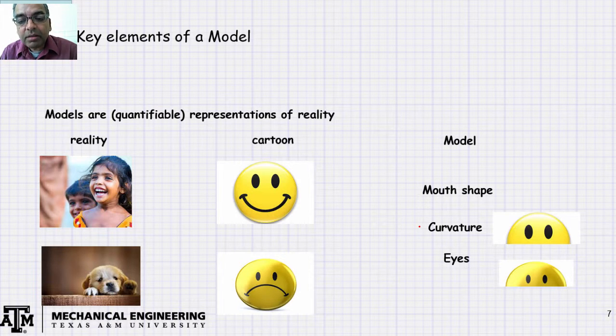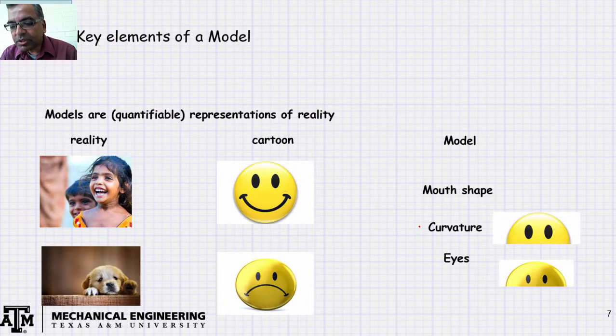So in our context, models are quantifiable representations of reality. On one side you have reality, on the other side you have a cartoon. You can see that I have converted that smiling face into just eyes and mouth and ignored all the other features. So cartoons always exaggerate a couple of features and ignore everything else. Same way for the other one, you can see I have ignored all the features. And then you convert the remaining features, you try to mathematize or quantify them by looking at eye shape, mouth shape, curvature, that kind of thing.